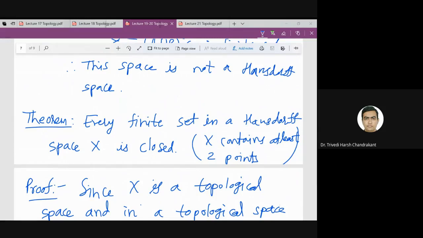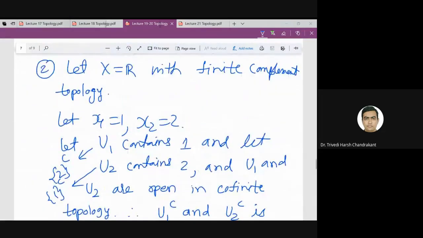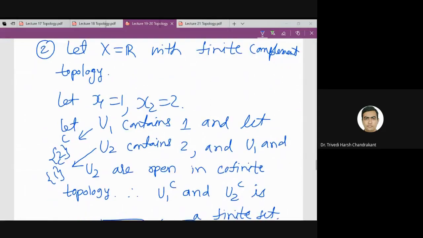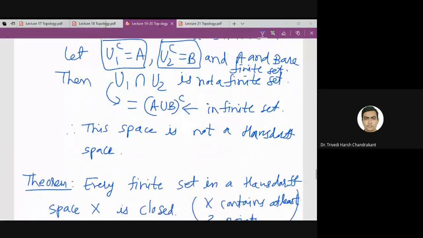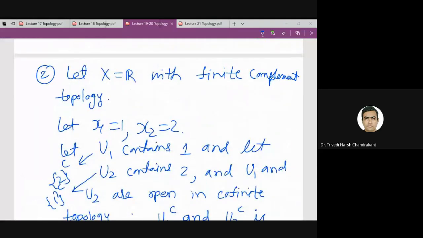But the converse is not true. So what is the converse? The converse is that if I have a topological space in which every subset is closed, then is it Hausdorff or not? So the converse is not true. We have already discussed one example of a topological space which is not Hausdorff, but you can see that every finite subset of R is closed here.